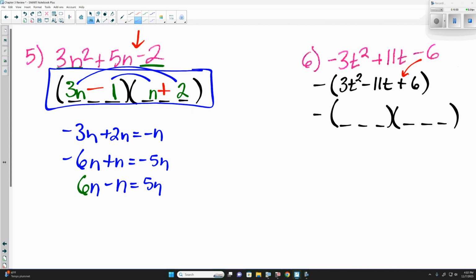Now that we have that factored out, we're going to do our two sets of parentheses with three spaces. Now that we have that, we can find the sign. If the third term is positive, the signs are the same and match the sign of the middle term. If the third term is negative, our signs are opposite. So since the third term is positive, our signs are the same and match the sign of the middle term, which is minus and minus.